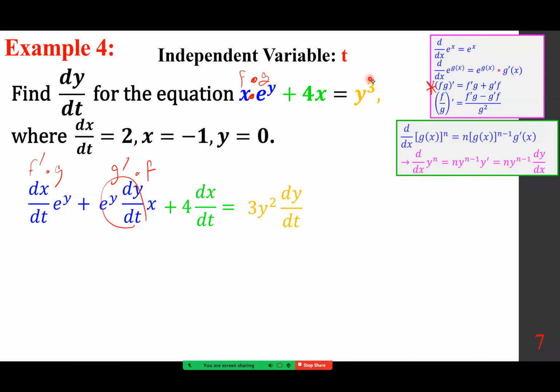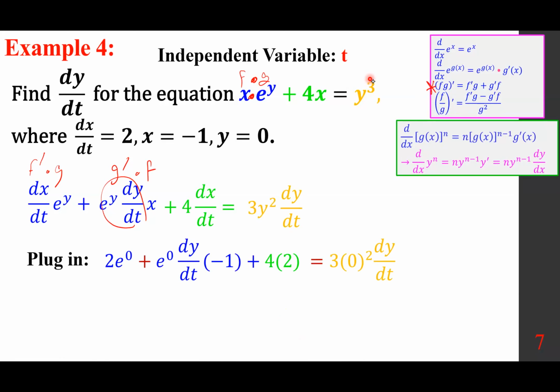We are done with differentiation and calculus. We are going to evaluate by just plugging in. That's the fastest way, although we can solve for dy dt and plug in afterwards. We don't have to. So just plug in. What happens when we plug in? Dx dt is 2, e to the power of y, or e to the power of 0, plus e to the power of 0 times dy dt, which is missing. X is -1, 4 times dx dt, which is 2. The right side, 3 times y, which is 0, squared, times dy dt.